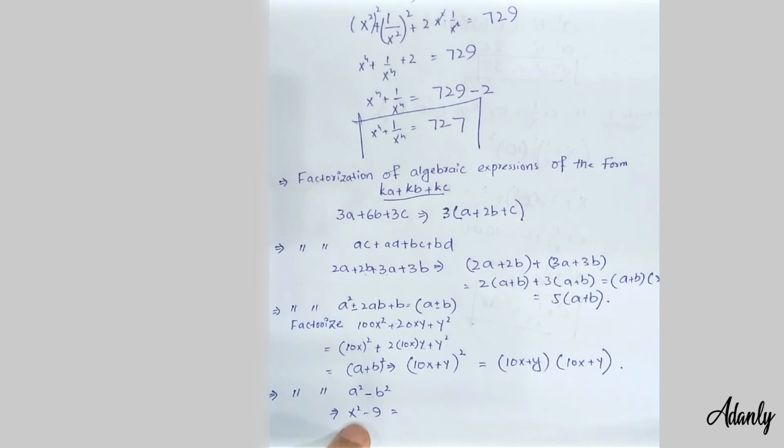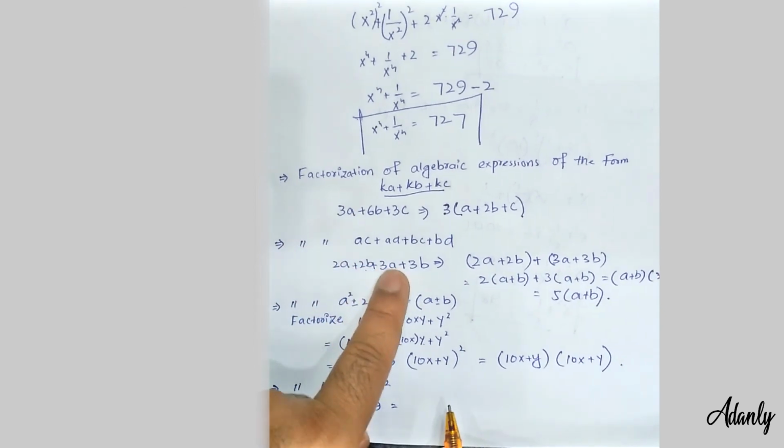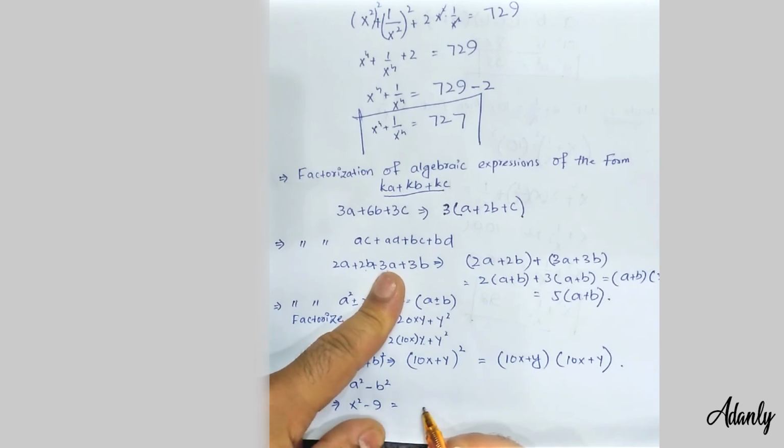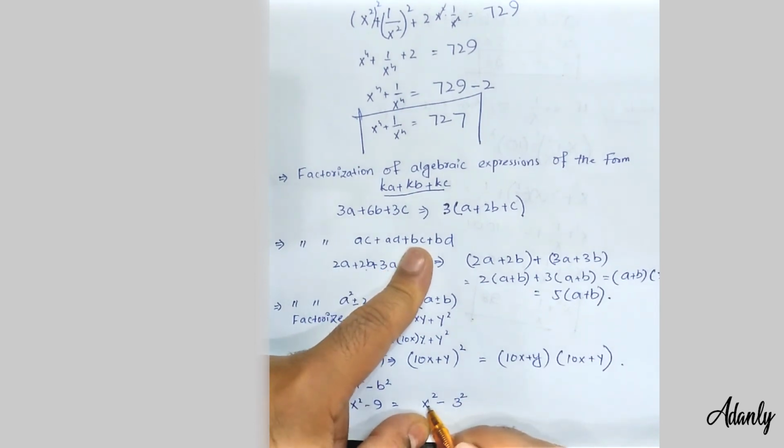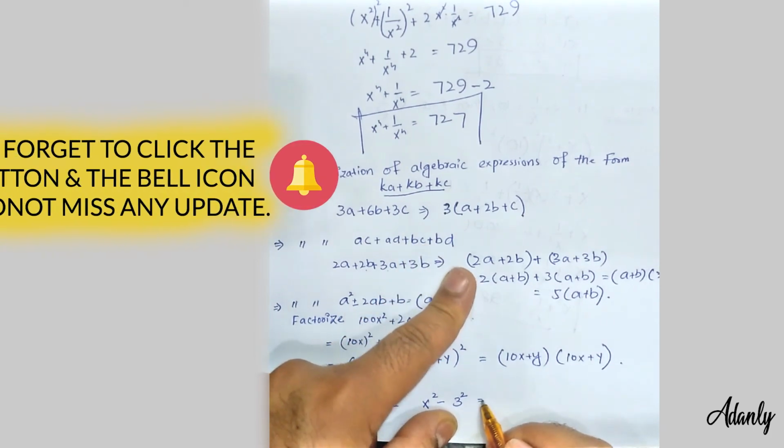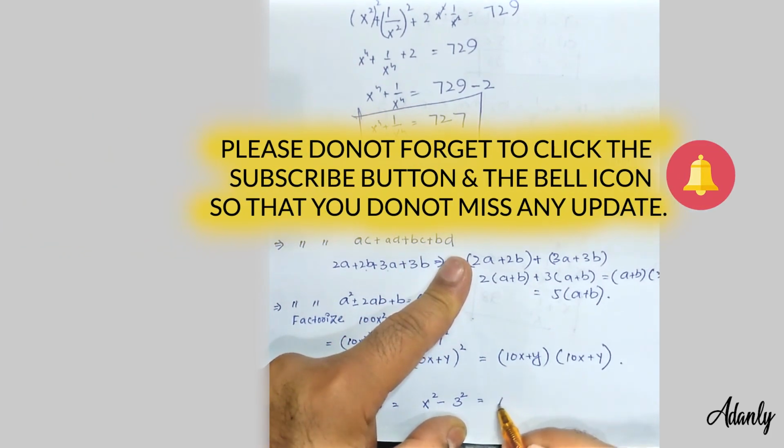Another example, according to the general form a squared minus b squared, might be x squared minus 9. We can write this as a squared minus, we can write 9 as 3 square. So it's now a square minus b square, so we can write this as x minus 3 and x plus 3.